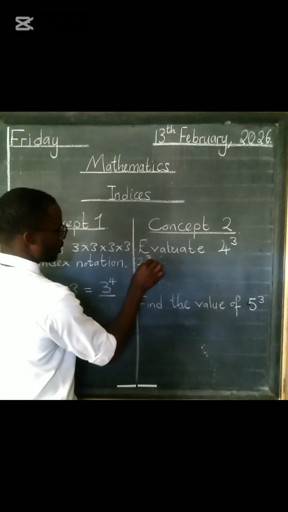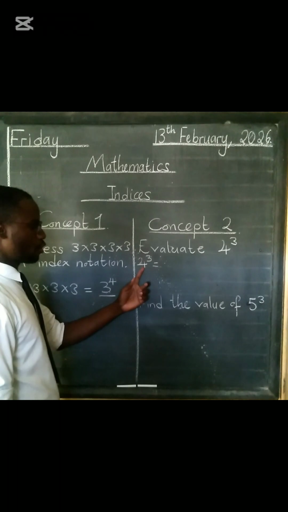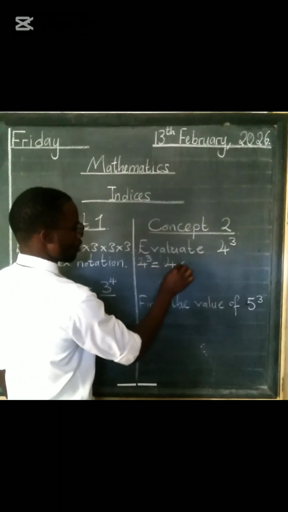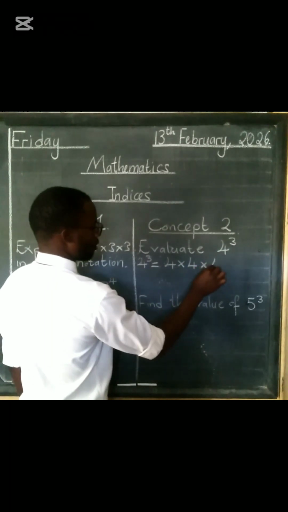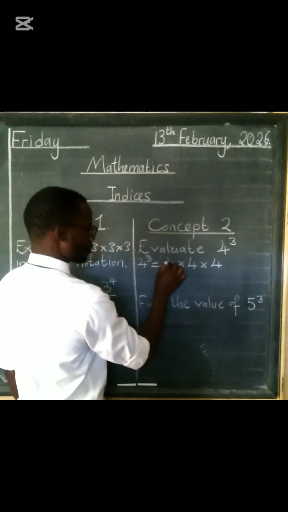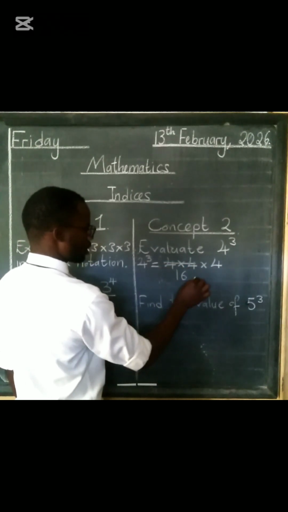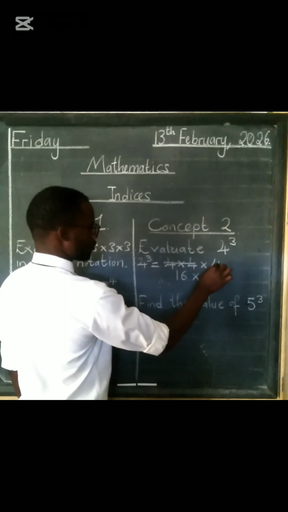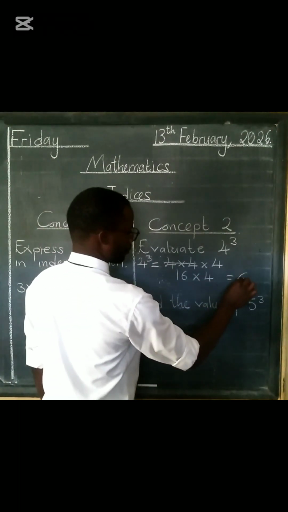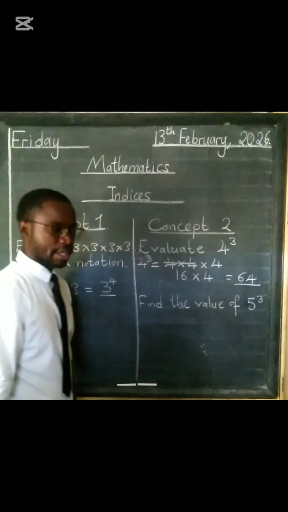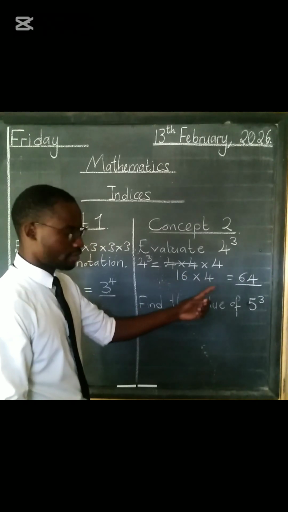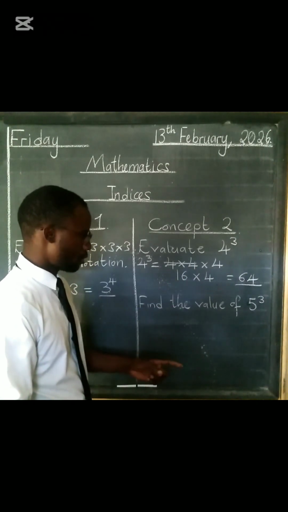4 to the power 3 means this 4 should come 3 times, like this: 4 by 4 by 4. And this 4 by 4 gives us 16. Then by this 4, the answer should be 64. If you can do 4 by 4 by 4 directly, you don't have to do what I've done down here. Let's go to the second one.